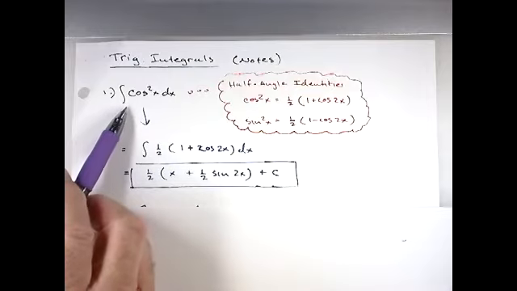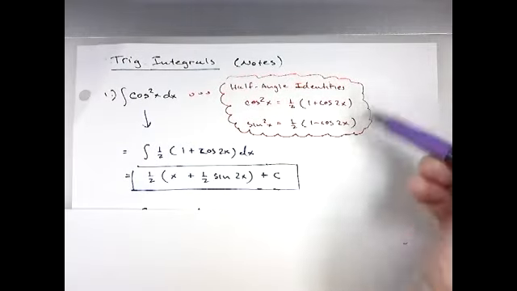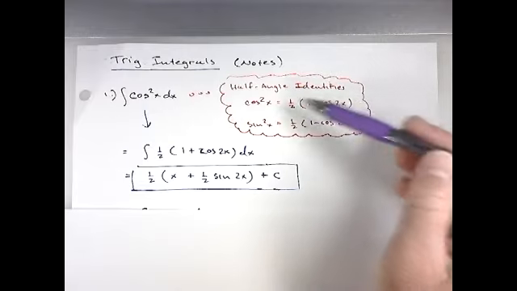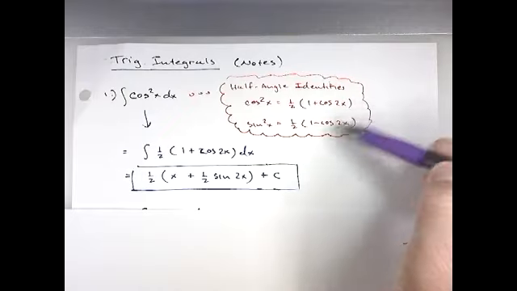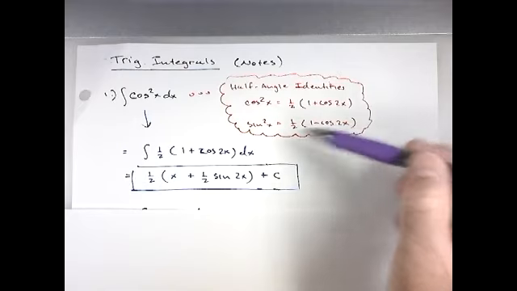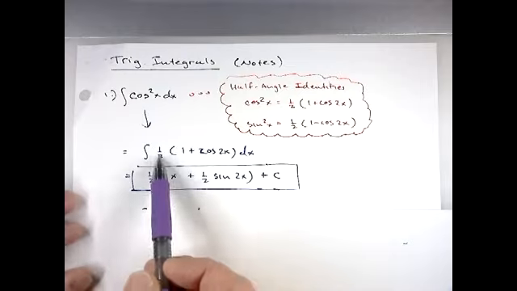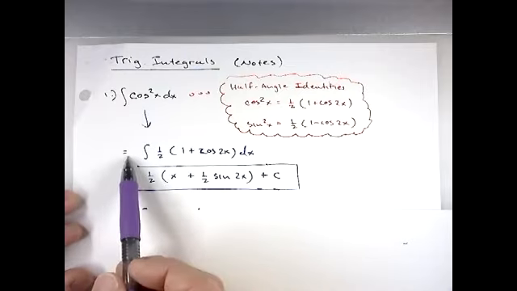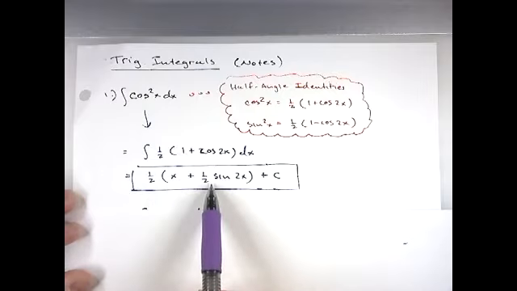If you have cosine squared x or sine squared x that you're trying to integrate, you're going to use one of the half angle identities. That's the simplest way to do this. So cosine squared x is 1/2 times the quantity 1 plus cosine of 2x. If it was sine squared, we would use 1/2 times 1 minus cosine of 2x. And so you simply replace it with that identity. The 1/2 can be pulled out. Integral of 1 is x, integral of cosine of 2x is 1/2 sine of 2x, plus a constant, and you're done.